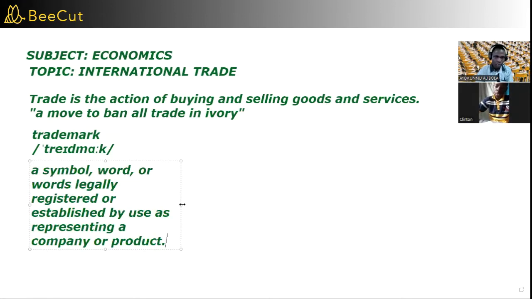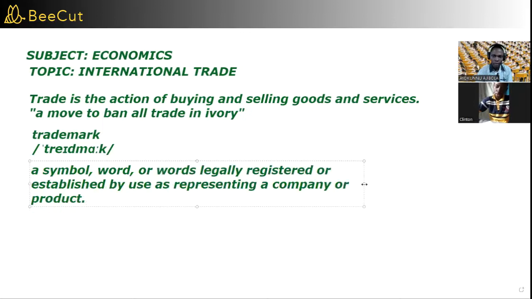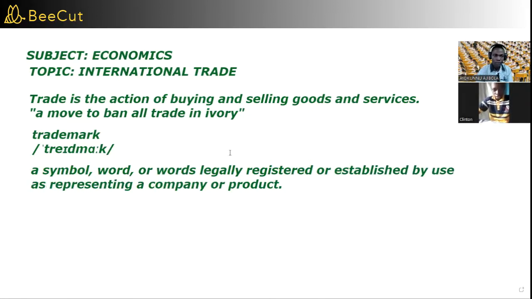Because we are talking about international trade, I have to go in that direction to explain some terms. A trademark is a symbol or word, or words legally registered or established by use as representing a company or a product. So that is what a trademark is all about.